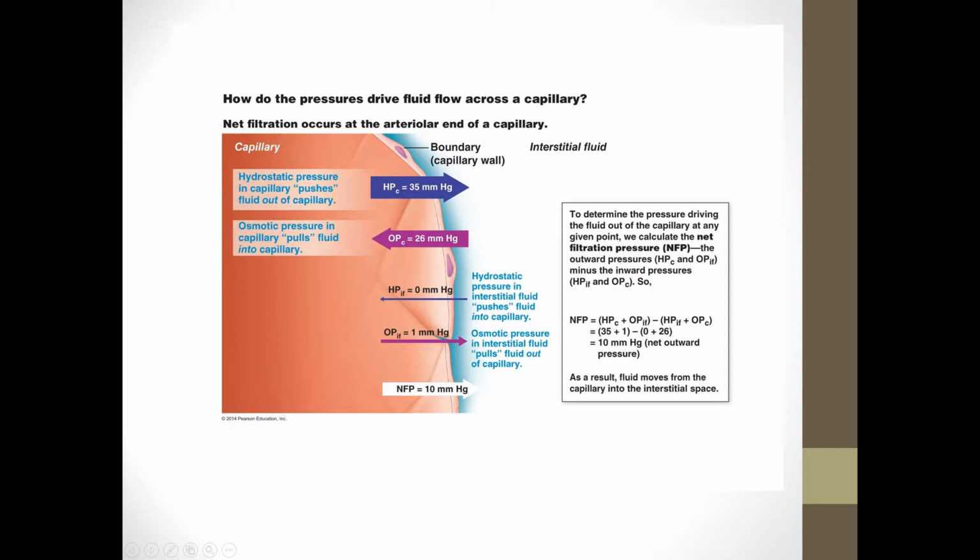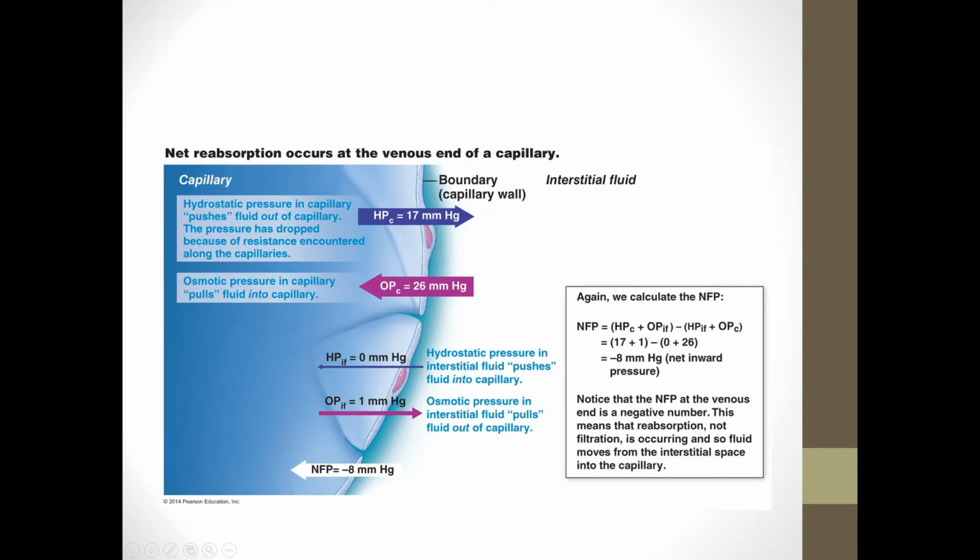Well, then what's going to happen down at the venule end after fluid has left the arterial end? So we have net absorption happening at the venous end. Because the pressure has dropped, we have resistance encountered along the capillaries, and we don't have as much water as we had before. Our hydrostatic pressure drops to about 17. Our osmotic pressure does not change, and the reason is that the albumin concentration hasn't changed. So as long as we didn't all of a sudden infuse more albumin down at the venule end, we're going to have the same osmotic pressure.